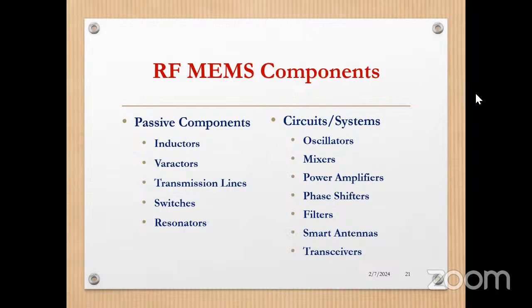So what are the MEMS components? You can see that inductors, variable capacitors, which is nothing but varactors, transmission lines, switches, resonators, oscillators, mixers, power amplifiers, phase shifters, filters, antennas, smart antennas, transceivers, everything. So all these components are available in our mobile phone. So these components are now replaced by MEMS technology.